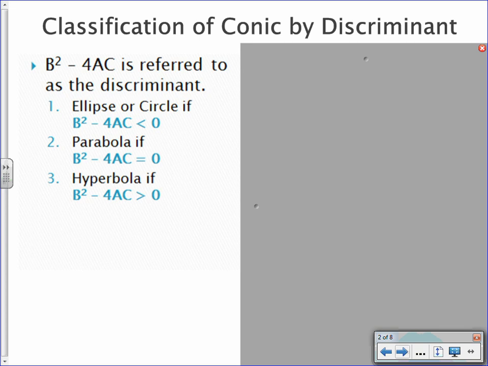It will be important to identify the type of conic you have before you actually go to work the algebra. That way you know what kind of standard form you need. So let's practice.